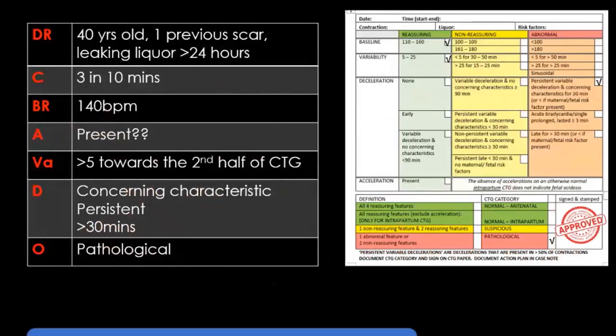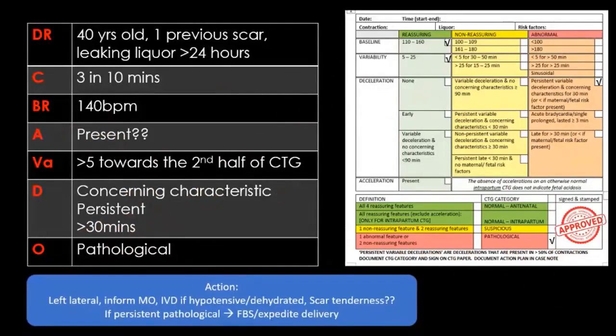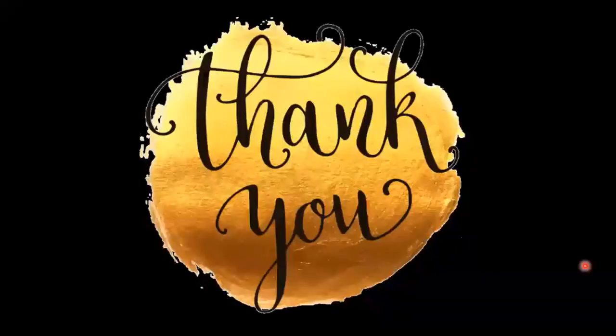All right, so what should you do? You should put her in left lateral. You should inform your MO. You can run her fluids if she is hypotensive or dehydrated. Remember, she has one previous scar. Is there any scar tenderness? If it persists to be pathological after your conservative measures, then you have to consider fetal blood sampling or expedite the delivery. Okay? All right, with that, I thank you.